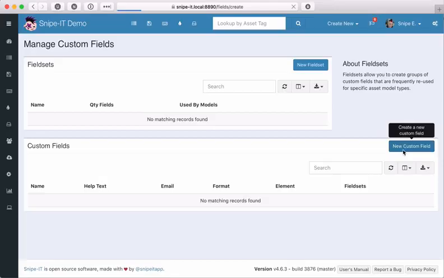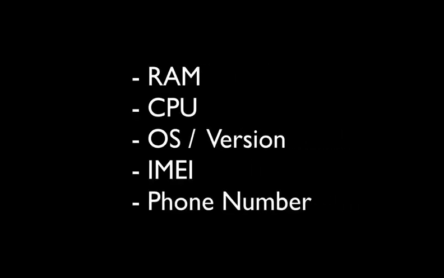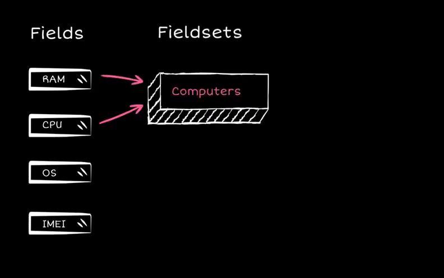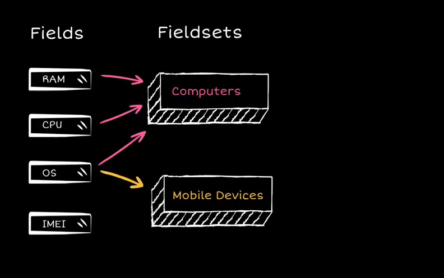Let's start with some common ones: RAM, CPU, OS and versions such as Mac OS High Sierra, IMEI, and phone number. Right now you might want to stop me and tell me that computers don't normally have IMEI numbers and phone numbers. Well, that's right, but we can create all of the custom fields we need at once and then use field sets, which act like containers or buckets for your fields, to organize them all later.